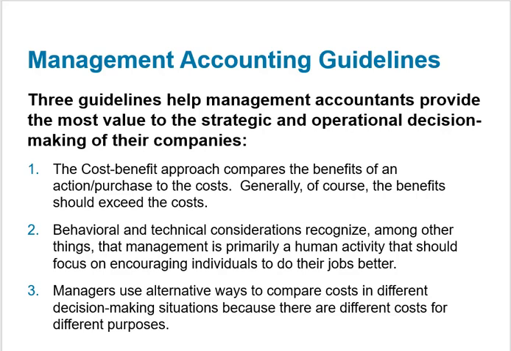And finally, we've got 3 guidelines shown that management accountants use to help management provide information that's needed for decision making. That's the difference between financial and managerial accounting, is that we're really looking at decisions. We use a cost benefit approach. The benefits should exceed the cost.